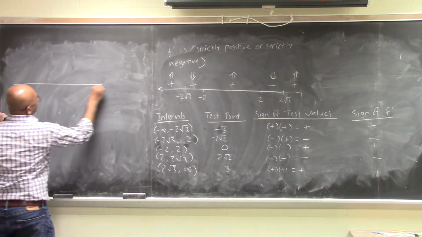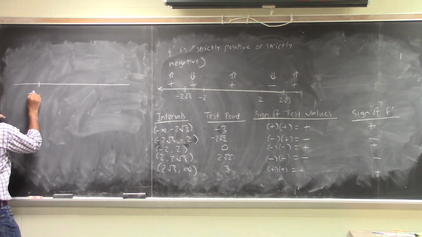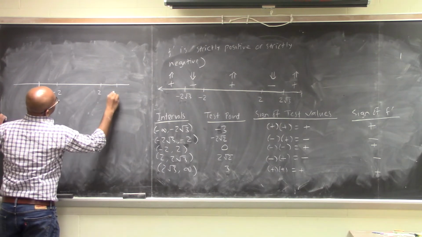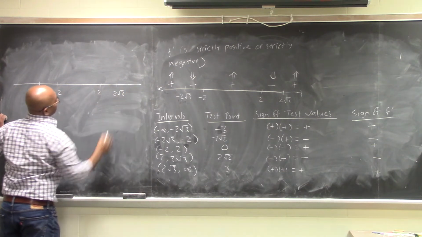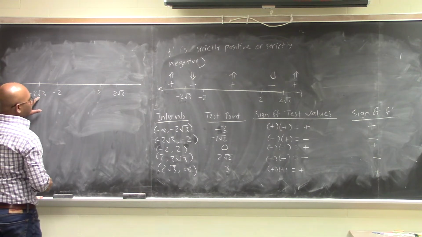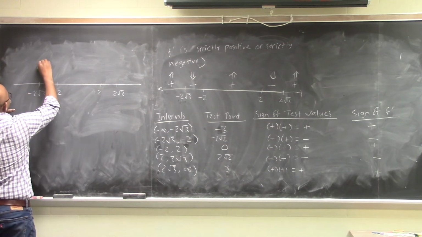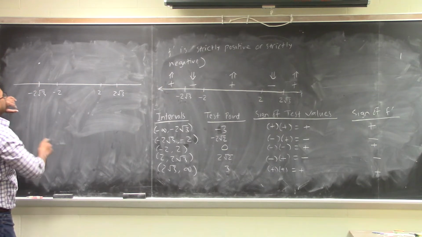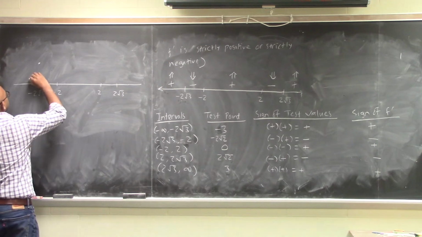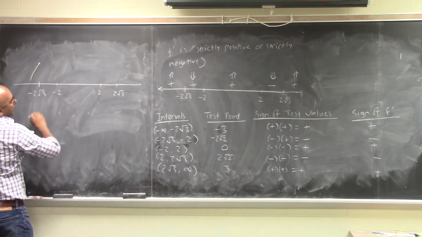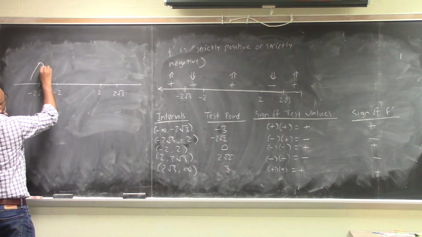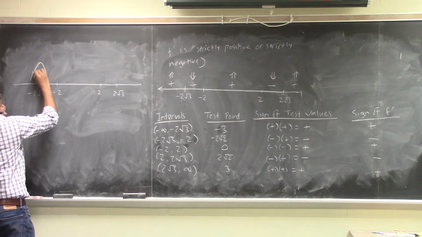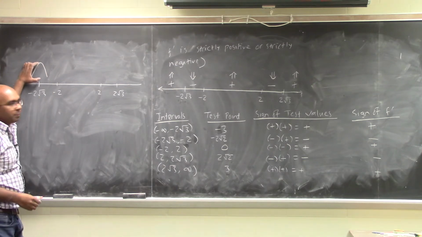So I'll just draw a schematic diagram here: negative 2 root 3, negative 2, 2, positive 2 root 3, and infinity, okay? So at negative 2 root 3, we have some value. Let's say this is the value. It's not exact. I don't know what that value is, but the shape should look like this. On the left side, it is increasing, right? Okay. And after that, it should decrease. So let's make a little bit like this. So it's a local maximum.